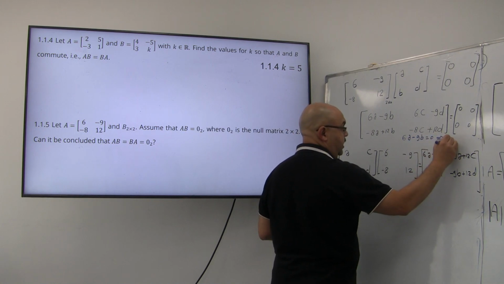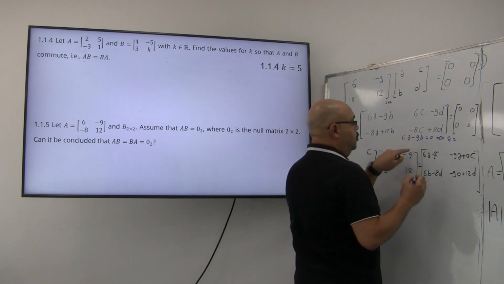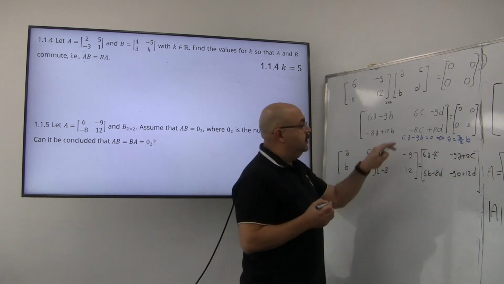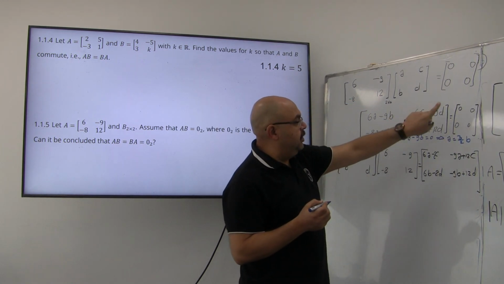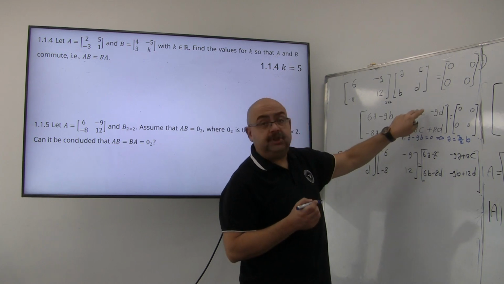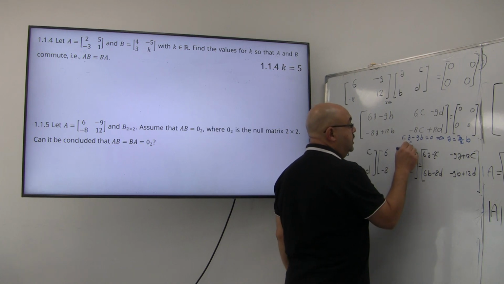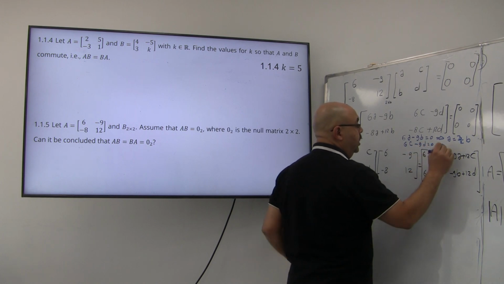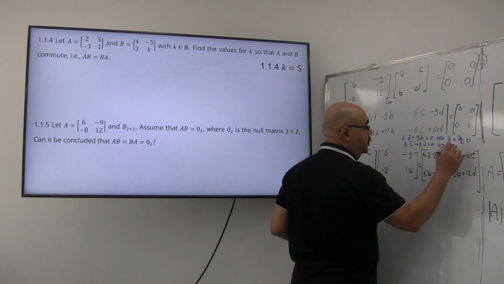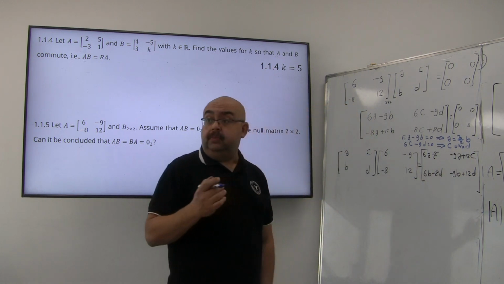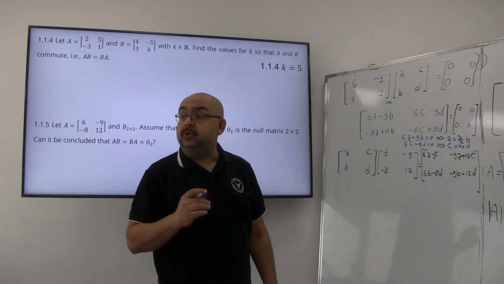That's a equals 9 over 6, so it's going to be 3 over 2 b. And if you equate the second element, the element 1, 2, equal to 0, we will have 6c minus 9d equal to 0, which leads to c equal to 3 over 2 d. Now I have a connected to b, and c connected to d.